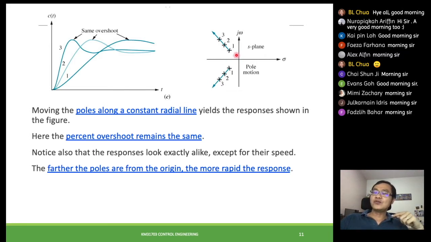when it moves along the radial line, we are maintaining the overshoot, right? So we are able to maintain the overshoot, but because the imaginary value now also increases, these imaginary values increase will result in a faster frequency. At the same time, when we shift from point 1 to point 3, the real part also increases. So when this increases accordingly, the so-called overshoot also increases accordingly.